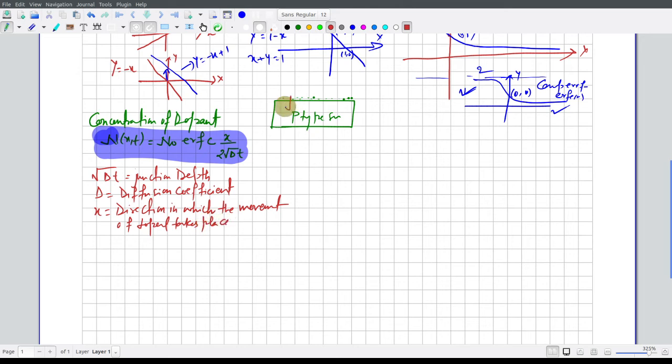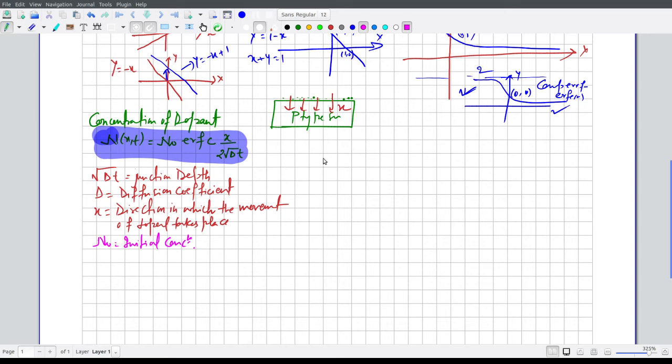Our movement of dopant in this direction. So this one is your x, how much it penetrates beneath the surface. Root t, d is the diffusion coefficient, and n naught is the initial concentration. Those who are from electronics, they know this, the concentration of dopant. So that's why I have chosen this concept.